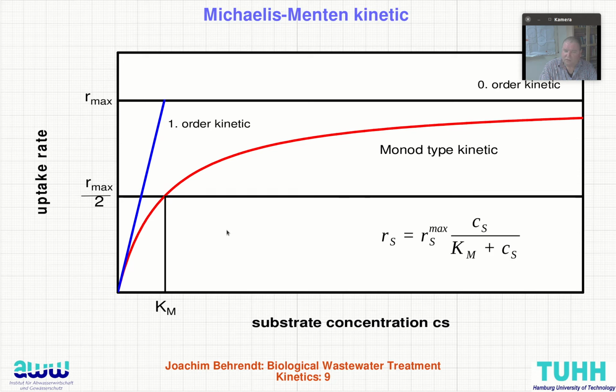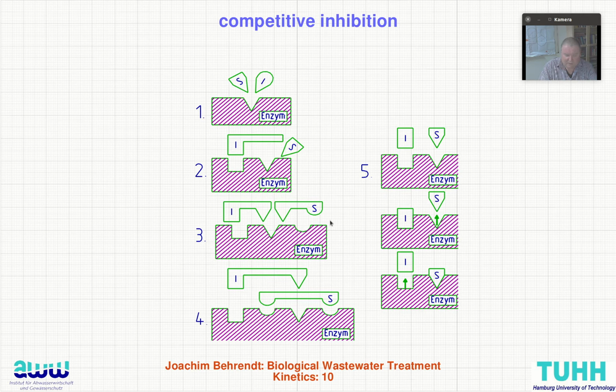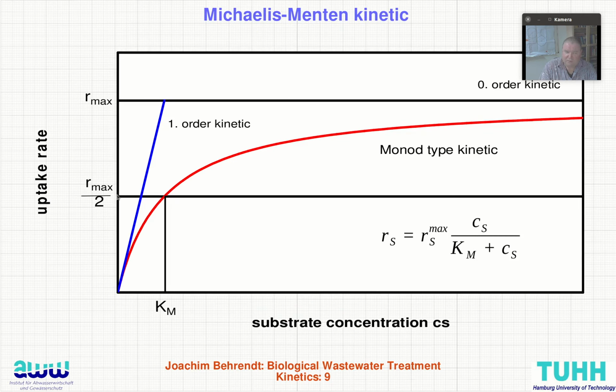The next slide is showing the illustration. Also finally, we don't have first order reaction kinetics. We have also no zero order reaction kinetics. We have something in between. This is the monod type kinetics. We will see later, this value Km has a special meaning, as it has the unit of a concentration. As you see here, if Cs, also the concentration of the substrate, has the same amount as Km, then we see that in this case the uptake rate reaches half of the maximum.